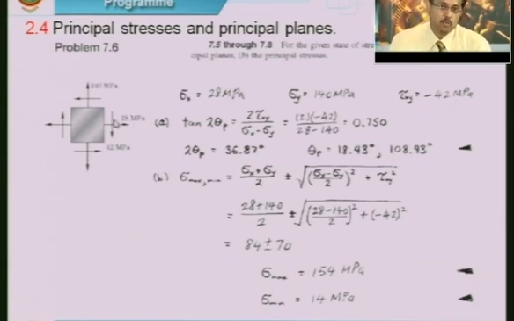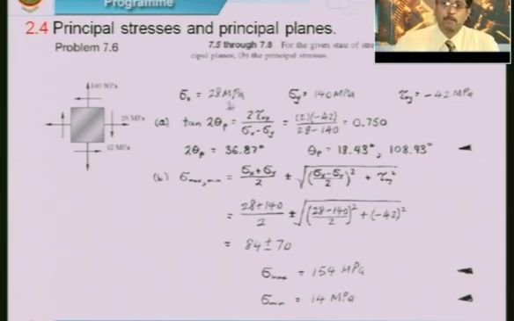The sigma x value is positive, that is tensile, 28 megapascal. Sigma y is also positive because that is also tensile and it is 140 megapascal, whereas the shearing stress is negative because it is opposite to what we have taken while we derived the equations. So, that is minus 42 megapascals.